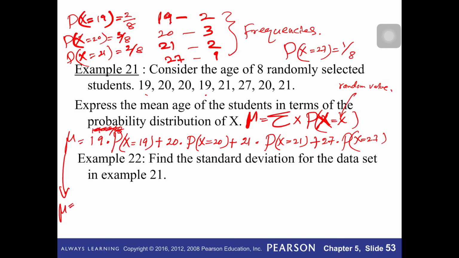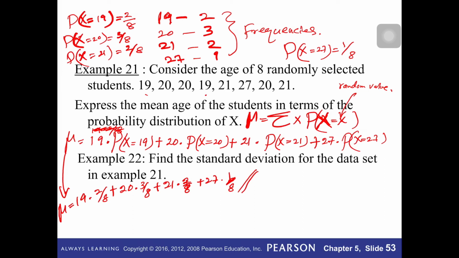Mu equals 19 times 2 over 8 plus 20 times P(X equal 20), which is 3 over 8, plus 21 times 2 over 8, plus 27 times 1 over 8. Okay, so this is the expectation or mean of the age of the students.